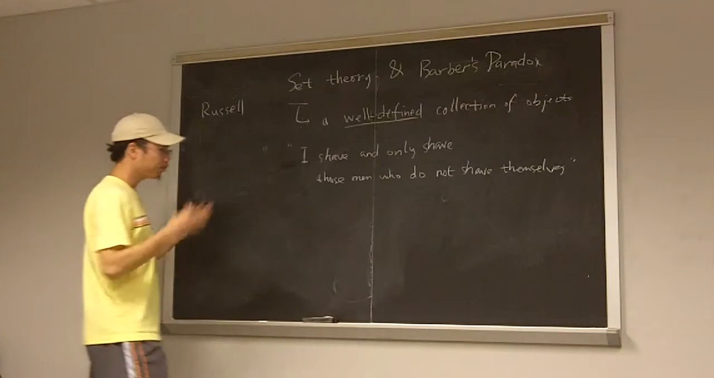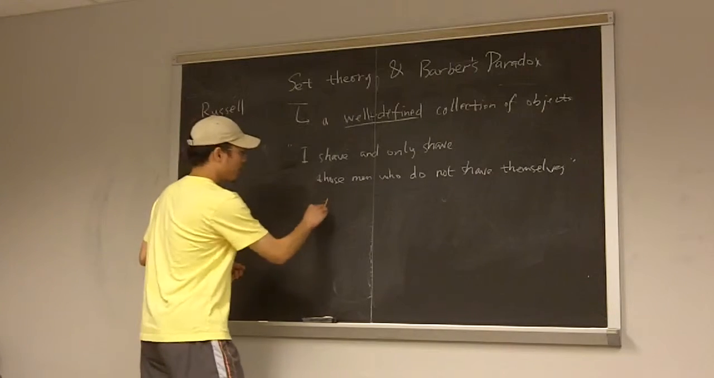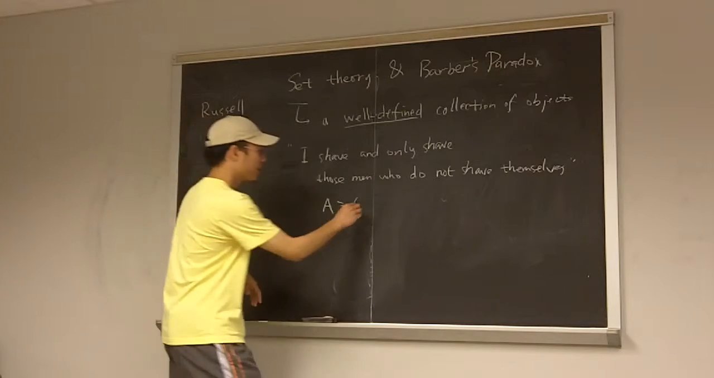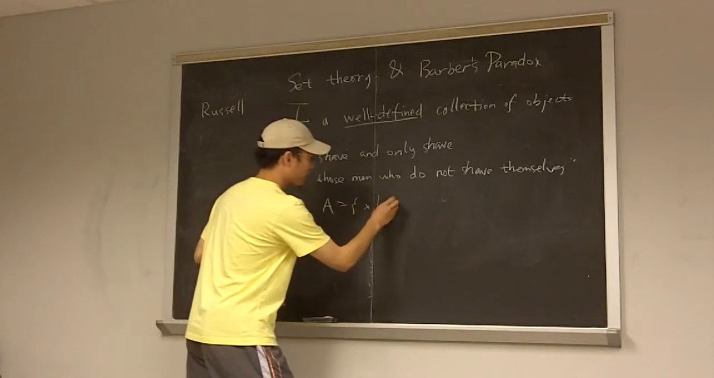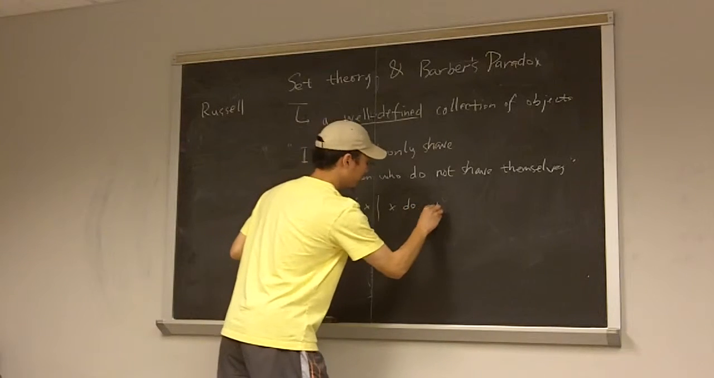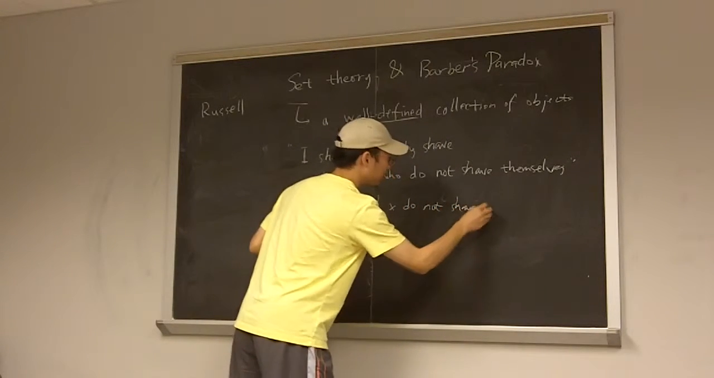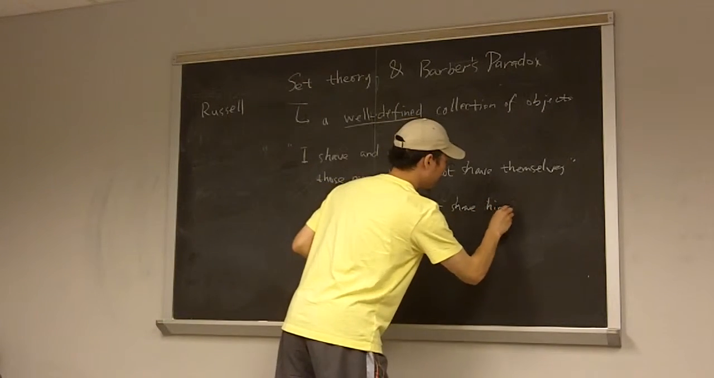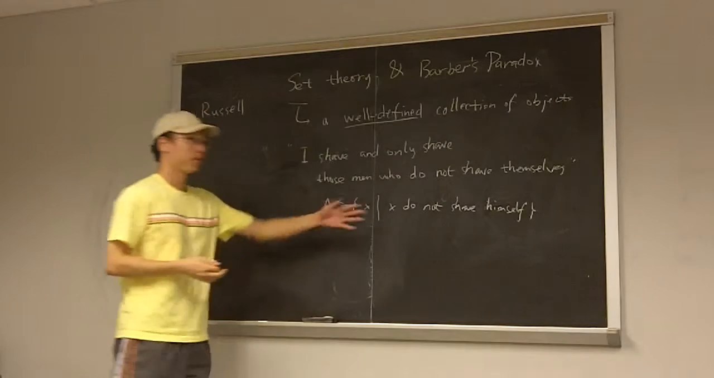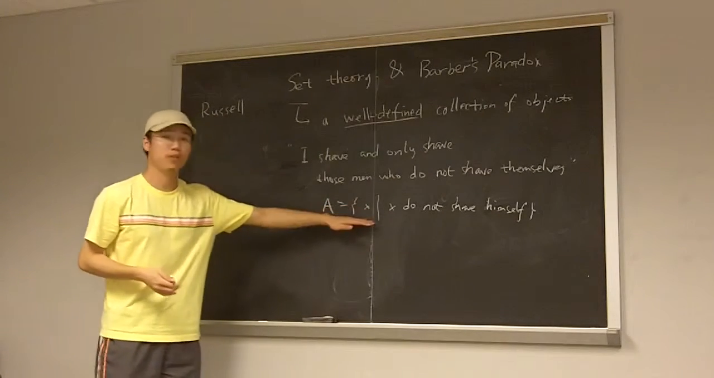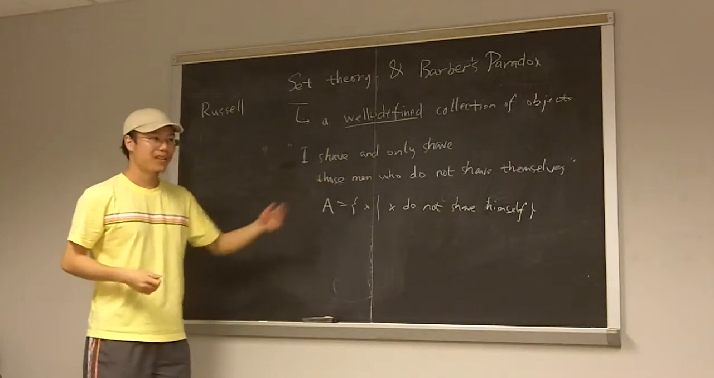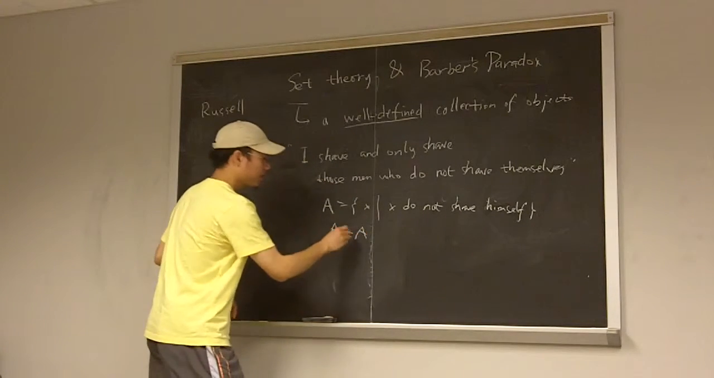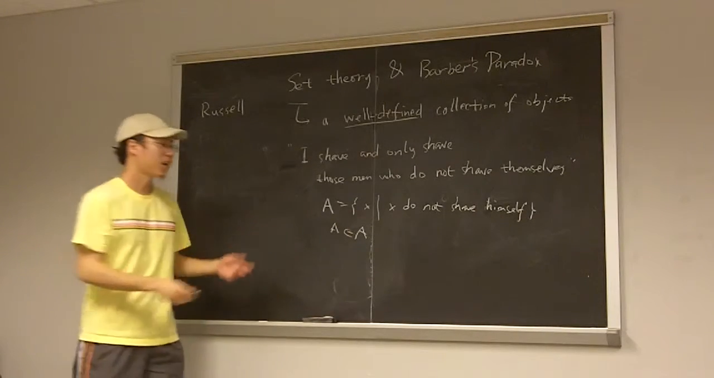So let's say there was a barber. The people he shaves are collected in the set A. Set A is X, those X who do not shave themselves. So there is a set of all those people who do not shave themselves, and then we ask the question: is barber A in A or not?